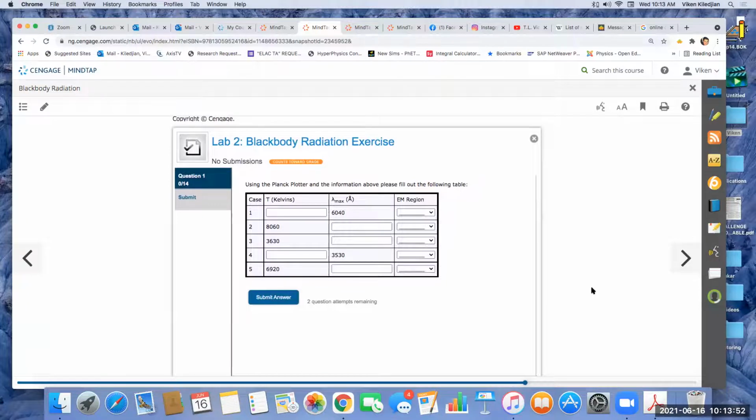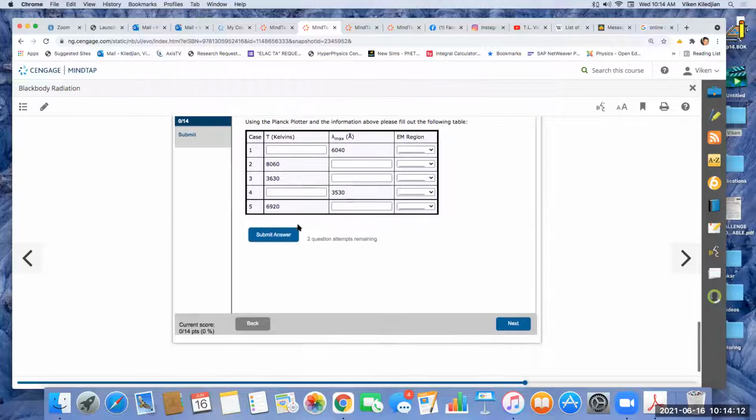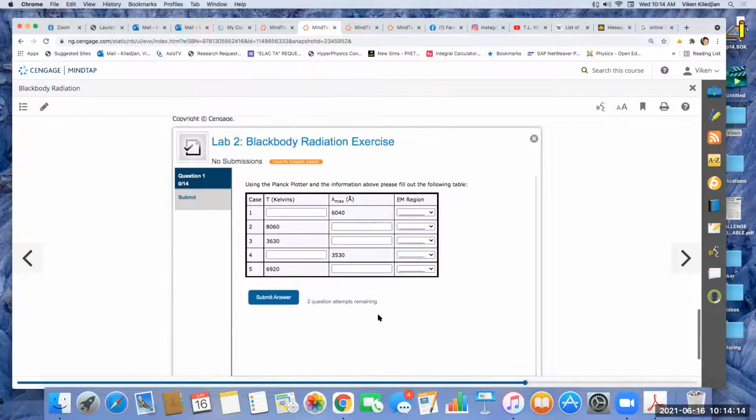So it's telling you question one. Basically, you're just going to have to fill this in. 1, 2, 3, 4, 5, 6, 7, 8, 9, 10. I guess there's 14 questions. No, hold on. Question 1, 0 out of 14. Oh, points. Those are points.